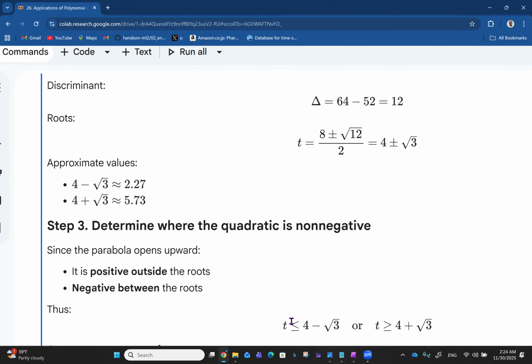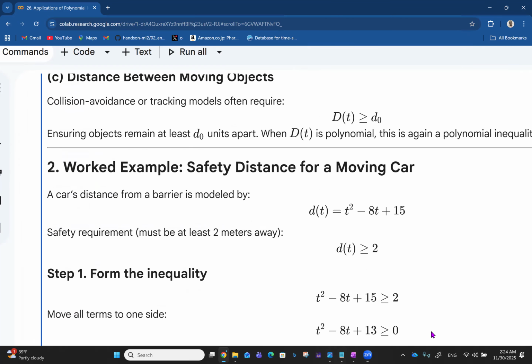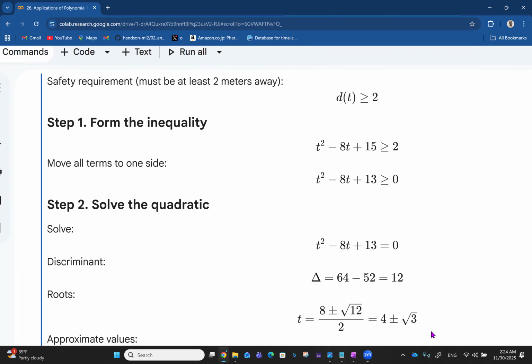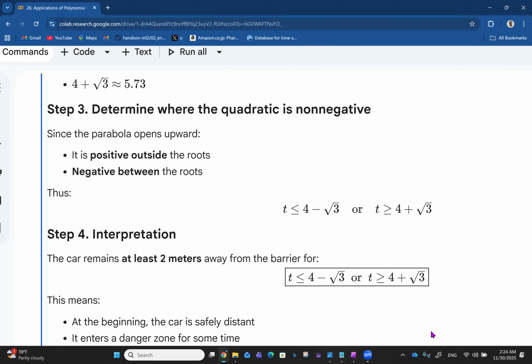So we have t less than or equal to 4 minus root 3, or t greater than or equal to 4 plus root 3, because with that, we need to avoid the barriers. So anything greater than 4 minus root 3 is going to be a problem. Anything less than 4 plus root 3 is also going to be a problem.